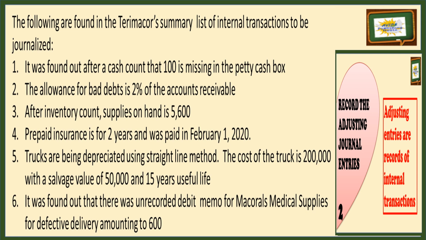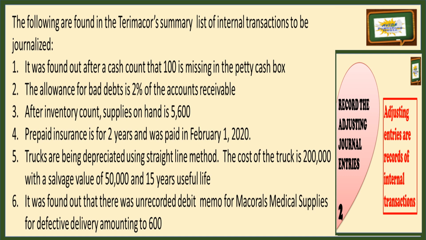It was found out after a cash count that 100 is missing in the petty cash box. The allowance for bad debts is 2% of accounts receivable. After inventory count, supplies on hand is 5,600. Prepaid insurance is for 2 years and was paid February 1, 2020. Trucks are being depreciated using straight line method. The cost of the truck is 200,000 with a salvage value of 50,000 and 15 years useful life.